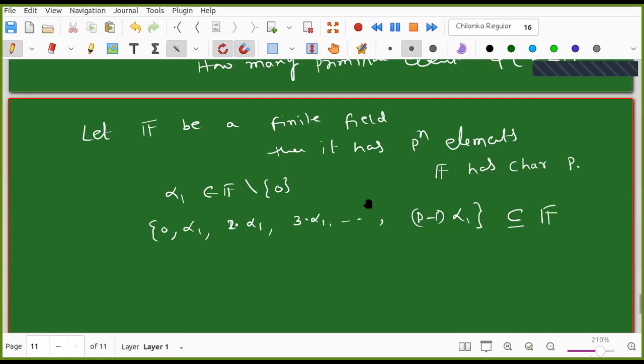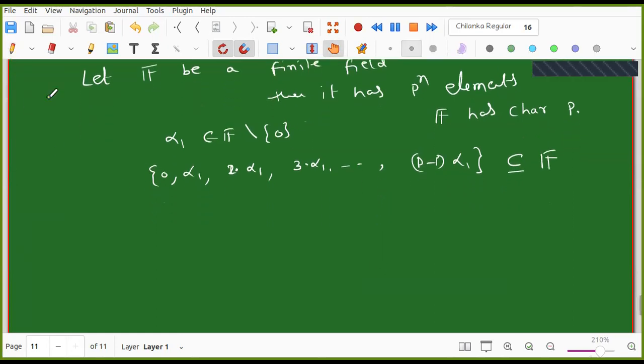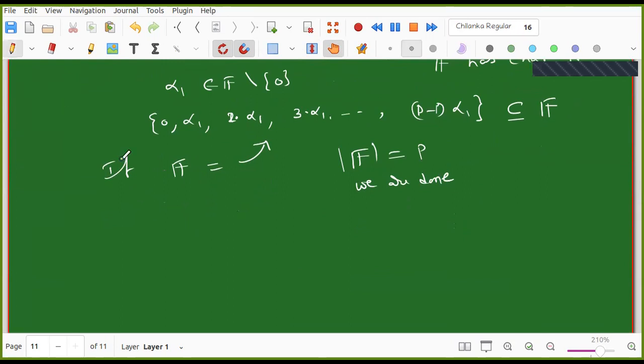If my F equals this set, then what is the cardinality of F, please? P. So we are done, right? This way the proof goes. Otherwise, it is a proper subset, okay?